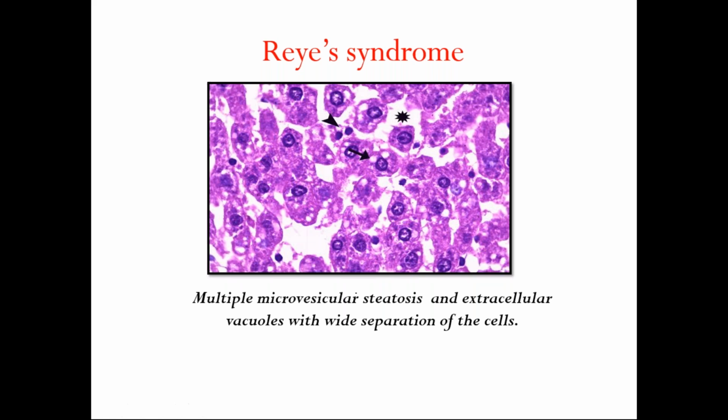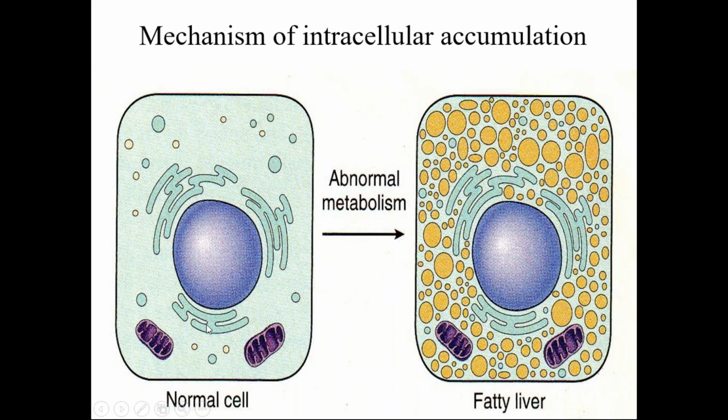This is Reye's syndrome. In this, multiple microvesicular steatosis and extracellular vacuoles with wide separation of the cells is seen. This is a normal cell. When there is abnormal metabolism or abnormal removal of the substance or lipids from the hepatocytes, the fatty liver occurs.